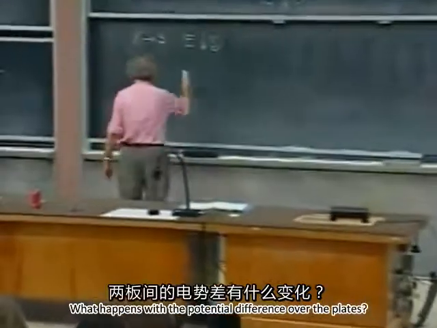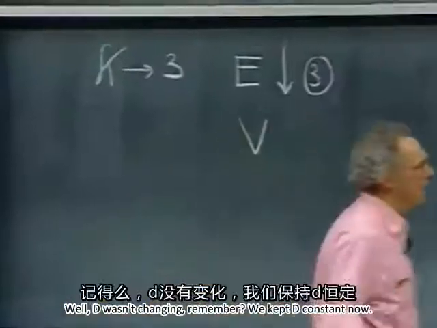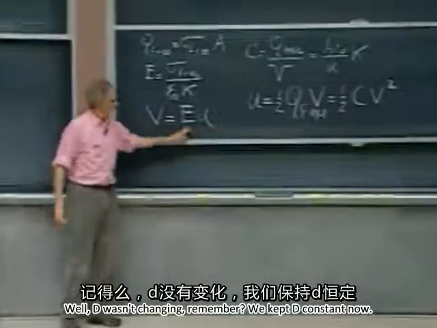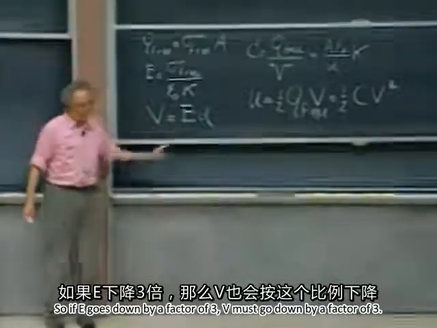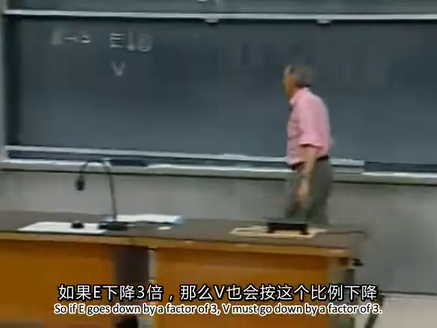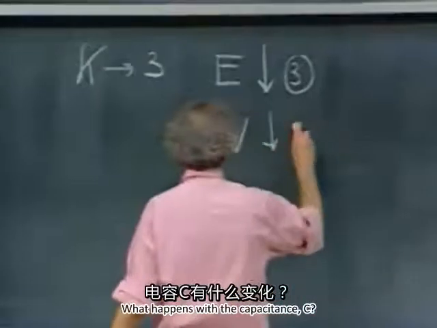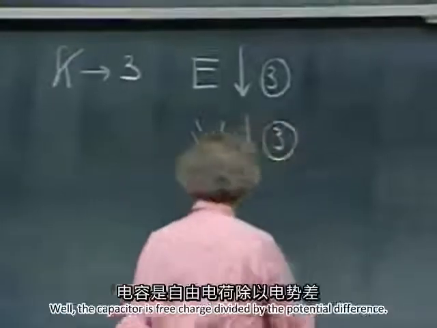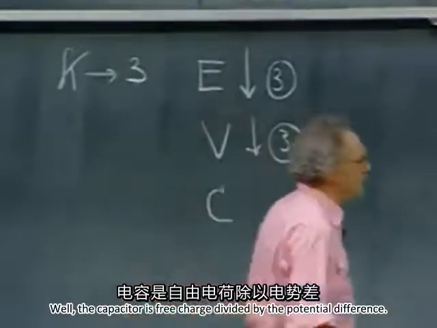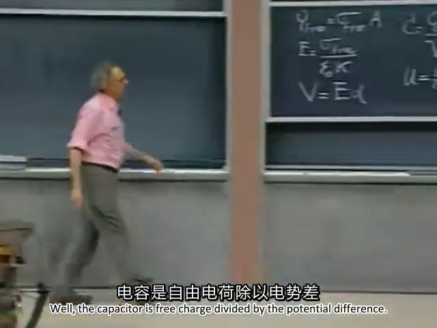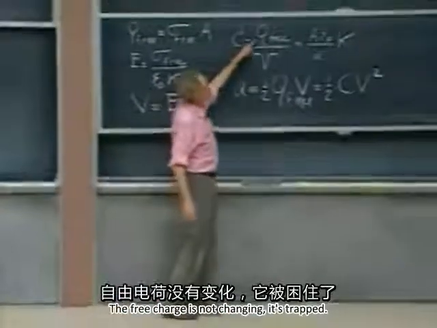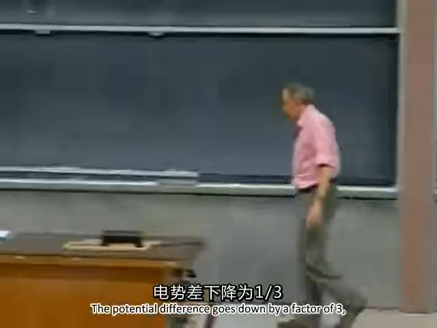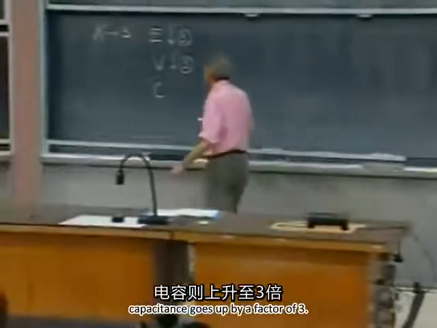What happened with the potential difference over the plates? Well, D wasn't changing, remember? We kept D constant now. So if E goes down by a factor of 3, V must go down by a factor of 3. What happens with the capacitance C? Well, the capacitance is free charge divided by the potential difference. The free charge is not changing, it's trapped. The potential difference goes down by a factor of 3, capacitance goes up by a factor of 3.